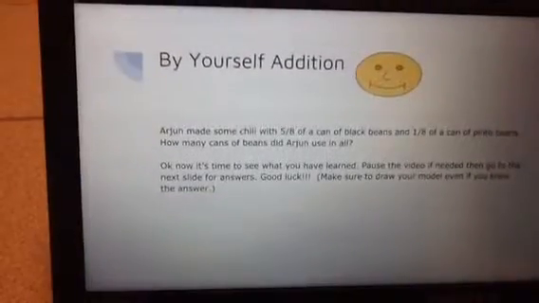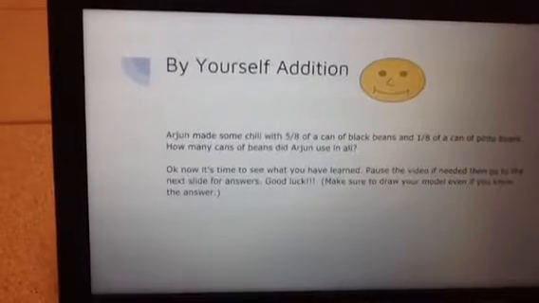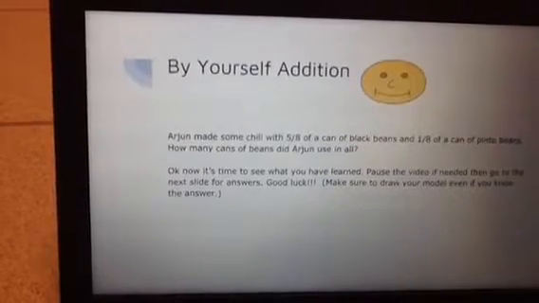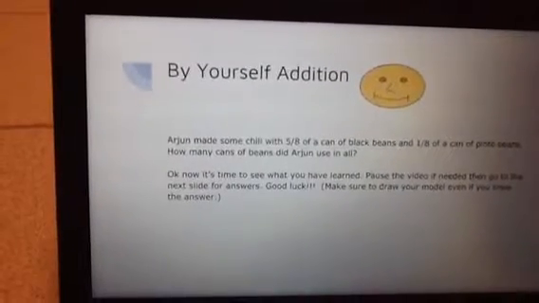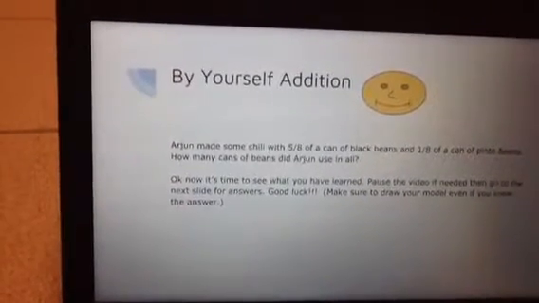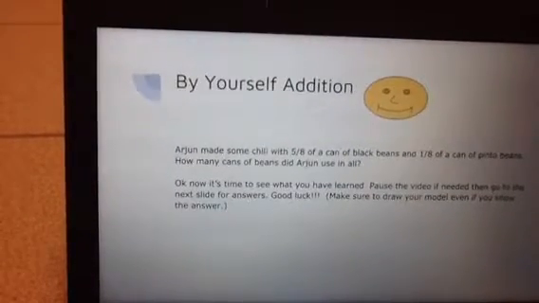Try it yourself, addition. Arjun made some chili with 5/8 of a can of black beans and 1/8 of a can of pinto beans. How many cans of beans did Arjun use in all? Okay, now it's time to see what you have learned. Pause the video if you need to, then go to the next slide for answers. Good luck! Make sure to draw your model even if you know the answer.